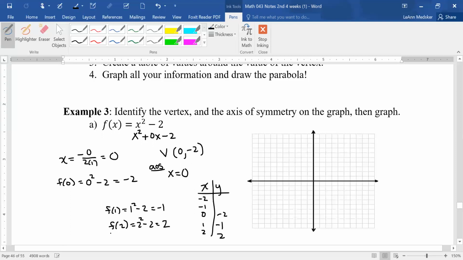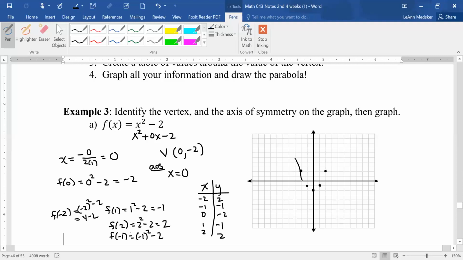So we should get the same answers here, so I'll show that. F of -1 is, remember, -1 squared minus 2. So that's going to be 1 minus 2, which is -1. And f of -2 is -2 squared minus 2, which is 4 minus 2 again, which is 2. So that does make this look like it's supposed to look. So -2 up 2. And then we have -1 down 1, 0 down 2, 1 down 1, and 2 up 2.